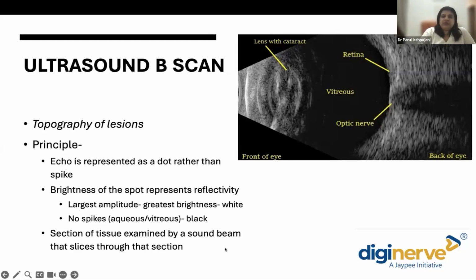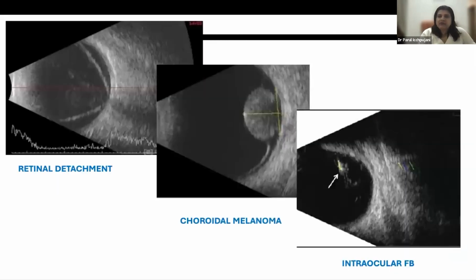This section of the tissue is examined by a sound beam that slices through that section. So we can have a longitudinal section or a transverse section depending upon the area of interest. So here we are able to pick up pathologies like retinal detachment. This is a retina that is detached, or you can have a tumor which is coming from the choroid, mushrooming out of it, a typical mushroom sign, that's the choroidal melanoma, or you can have an intraocular foreign body in the vitreous cavity.